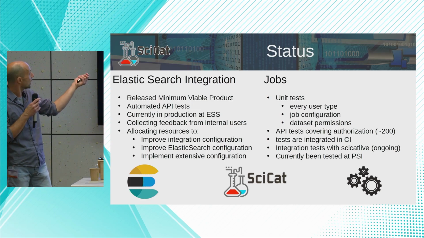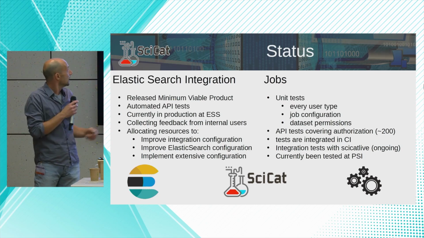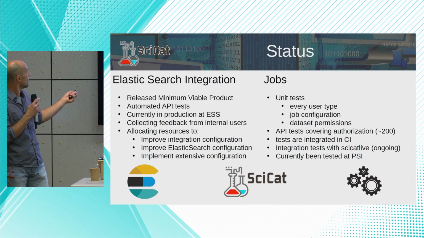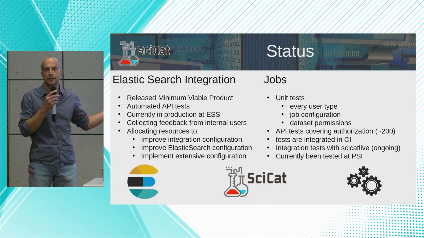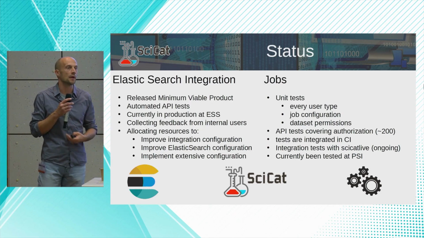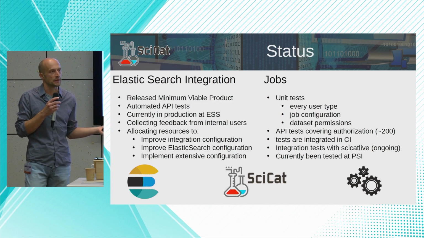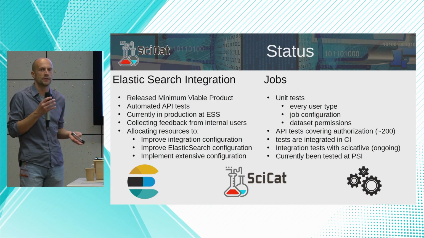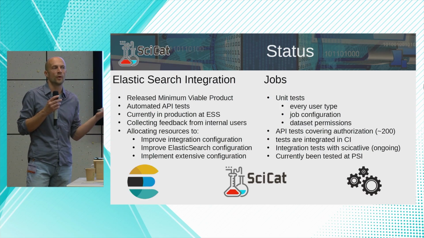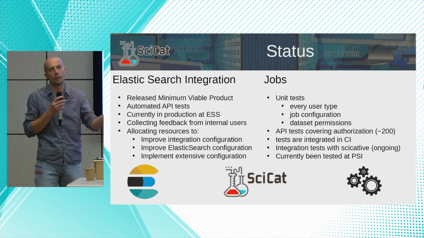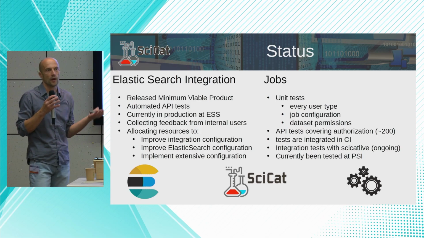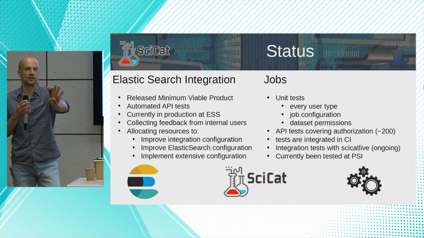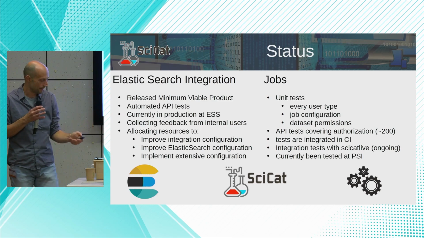And so it's currently in production at ESS, and we are collecting internal user feedback. Now, we are trying to allocate some resources to do better integrations. Elasticsearch has tons of parameters that you can configure, and we need to do some study to figure out what we allow the user to configure and what we can configure for them. You have two different sets of users, the super user and the one that says, just do it, I don't care, as long as it works.